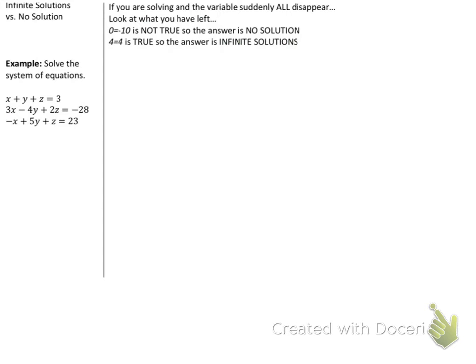Okay, infinite solutions versus no solutions is kind of a big deal. You do have stuff where it looks like all of the variables suddenly disappear. That's the key thing, all disappear. If what you get is not true, there's no solution. If what you get is true, that means there are infinite solutions. So just like what we did previously.